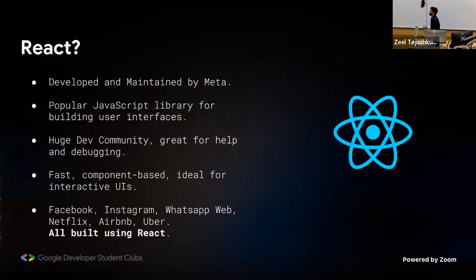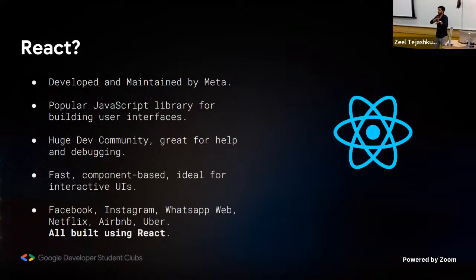So why are we going to be talking about React? The reason is that it's a really popular web front-end development framework, which was developed by Meta and is also maintained by Meta. The community is really active, and that's beneficial because you can use that community for help and debugging. Another thing is that it's a really fast component-based front-end development framework. What it means is that you can create small components which you can reuse somewhere and then build a whole application.